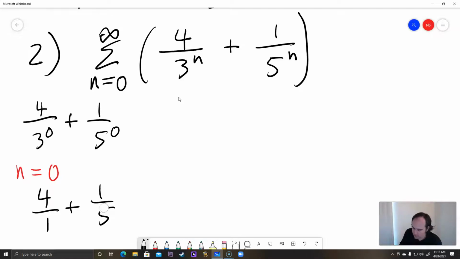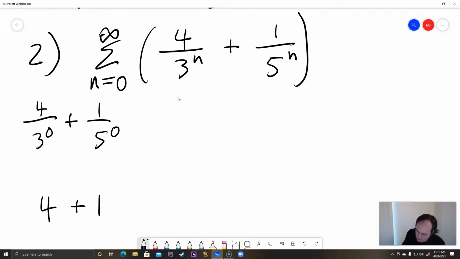Not 1 over 5, 1 over 1, my bad, because 5 to the 0 is 1. So it's going to be 4 over 1 plus 1 over 1. But remember, any number over 1 is just a number. So that's actually just going to be 4 plus 1. So our first term is actually just going to be 4 plus 1. That's where n equals 0.